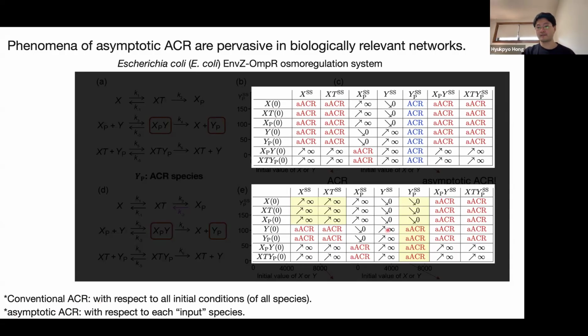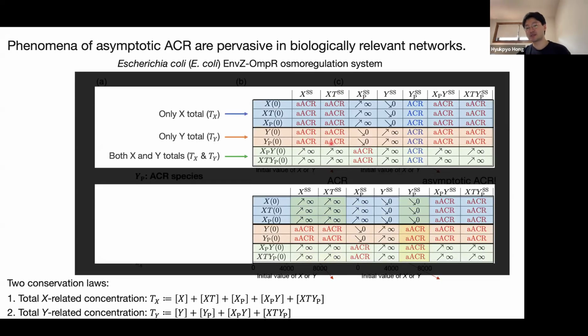So you can see that in the first example, the YP species has ACR, and the whole cells in this column are delivered as a whole. So this is just a single ACR, because the definition of ACR itself is for all species. But asymptotic ACR is with respect to individual input species. So we can test if a certain species has an ACR behavior with respect to every single species.